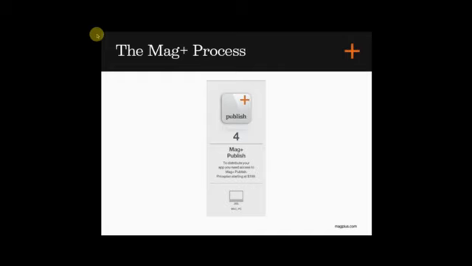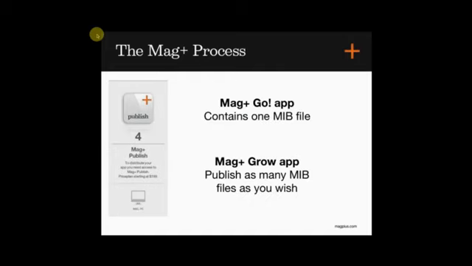There are 2 kinds of apps that you can build with MagPlus. First, we have the Go option, MagPlus Go, which is an app that only contains one issue, which means one MIB file, sort of like a book. The second option we have is the Grow option. This means that you can publish as many MIB files as you wish. Examples of a Grow app would be Popular Science, Pop Photo, Outside. These apps contain several issues that are published each month. The MagPlus Go option goes for $199, and the MagPlus Grow app goes for $2,500.